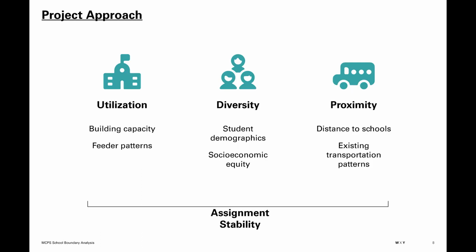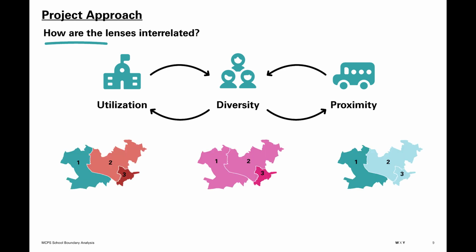Our project takes into account 3 key lenses: utilization, diversity, and proximity. Utilization considers building capacity and feeder patterns into schools. Diversity considers the demographics of student bodies and socioeconomic equity. And proximity considers distance to schools and existing transportation patterns. All 3 of these lenses factor into impacting assignment stability, or the number of times that a student is impacted by boundary changes during their career in MCPS.